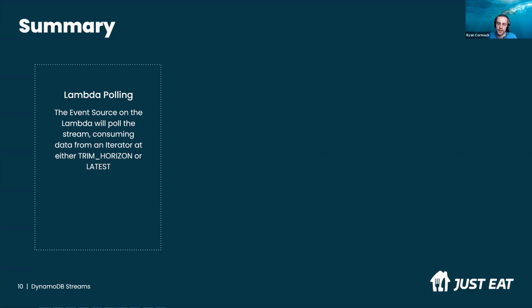I mentioned previously that the stream gives you 4 different places to start consuming data from. When you're using it with Lambda, you only get the option of 2 here. You can either start at the earliest point in time, trim horizon, up to 24 hours in the past, or latest, which is exactly right now and everything that happens after this point in time.